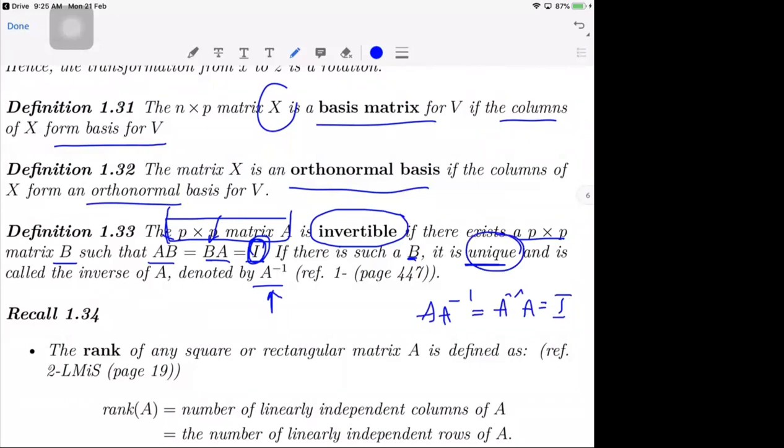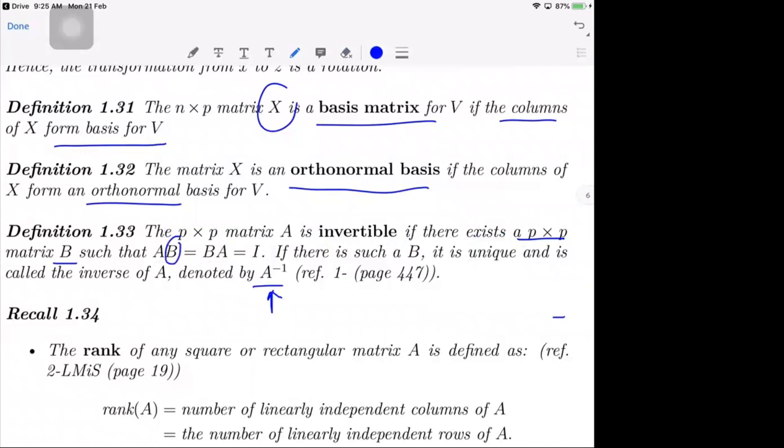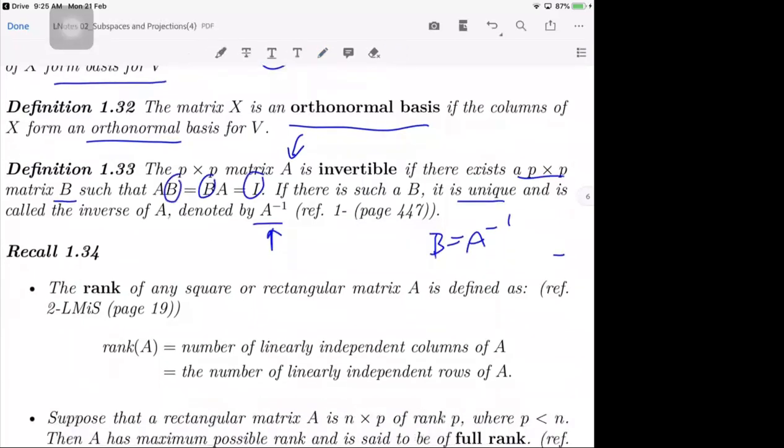Now, sometimes that matrix B is not unique, so it's not called A inverse. It is only called A inverse with this notation if it is a unique matrix. But you can always find a matrix B such that when you multiply it by A, it is equal to I. So we say that A here is invertible. But if B is unique, then we denote B by A inverse.